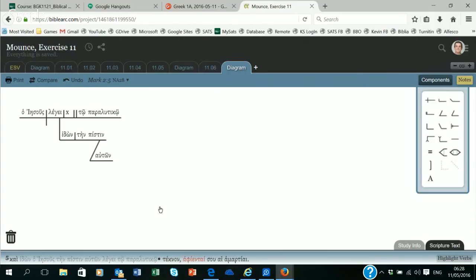Now we've got a second part here. Teknon, afientai su hai hamartiai. So this is a vocative. It's an address, something addressed to someone. We'll put that pretty much like a conjunction. We'll lift it up above the clause that it fits to. I'll do that at the end. Our main clause here is your sins are forgiven. Hai hamartiai is the subject. Afientai, are forgiven, is the direct object.